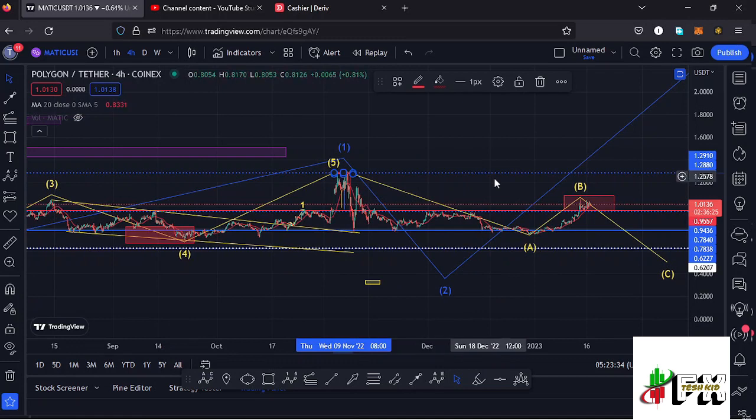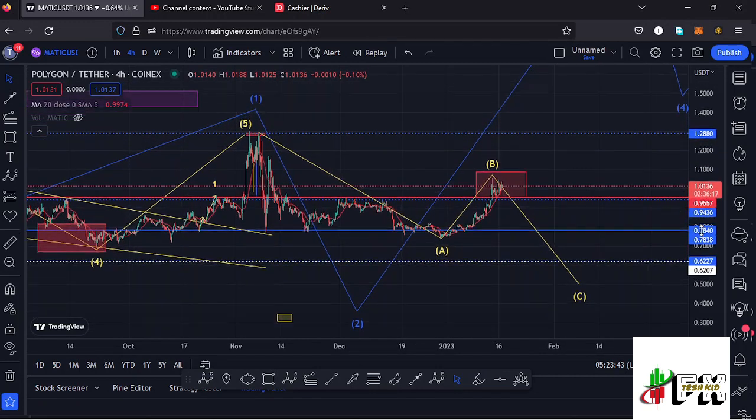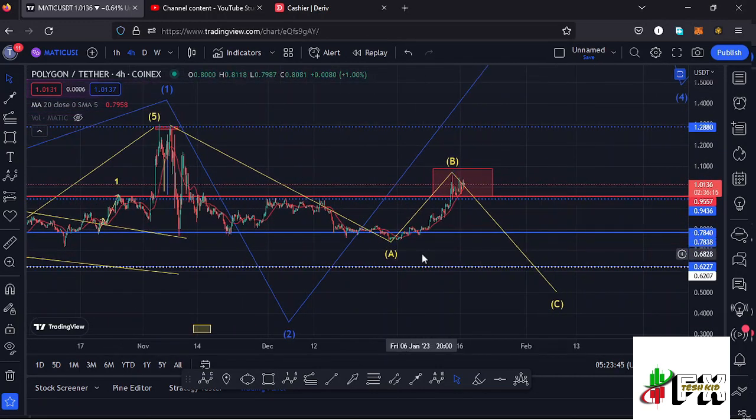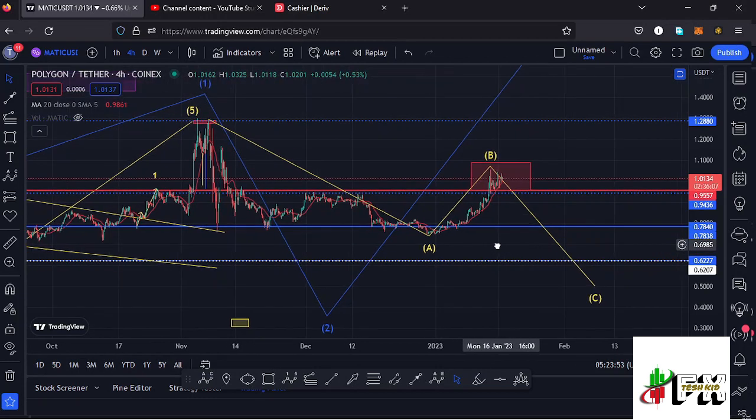And now my primary scenario is that we are seeing the formation of this second wave to the lower side, which is a corrective wave, and because of its corrective nature, we also expect to see an ABC corrective structure play out in the formation of that second wave. And there are two possible ways we can have that ABC corrective structure, and that is what is going to give me the short-term scenarios.